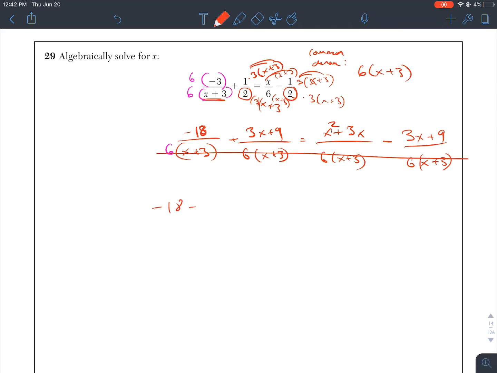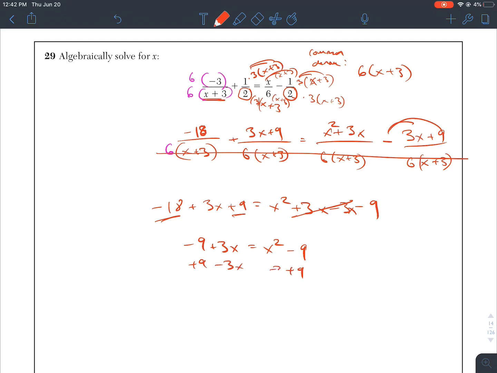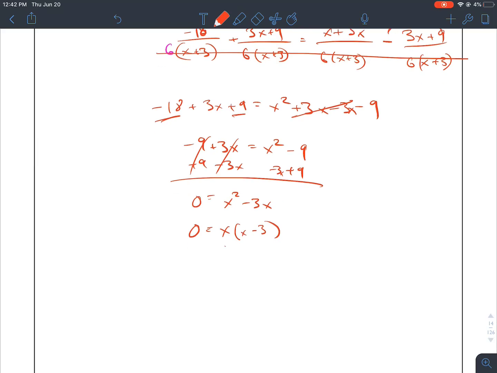out, giving us negative 18 plus 3x plus 9 equals x squared plus 3x. And then make sure you distribute your minus sign, minus 3x minus 9. These cancel out. Let's see. Well, negative 18 plus 9 combine to give you negative 9 plus 3x equals x squared minus 9. Last steps to solve for x will be to get this equal to 0. And we get 0 is equal to x squared minus 3x. 0 is equal to x times x minus 3. We get two solutions, x equals 0, and here x minus 3 equals 0, which means x equals 3.